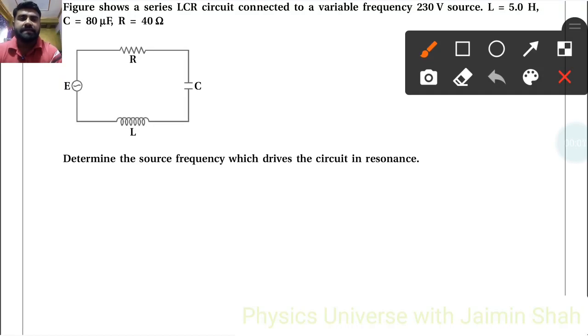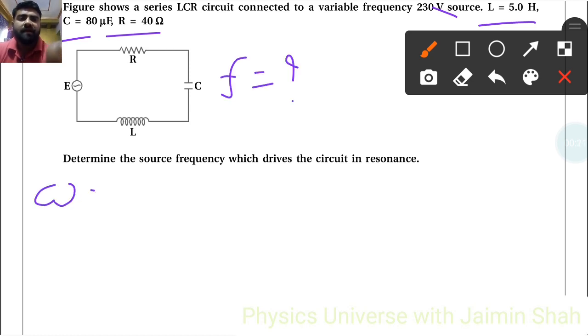The figure shows a series LCR circuit connected to a variable frequency source. The voltage, inductance L, capacitance C and resistance R are all given. Determine the source frequency which drives the circuit in resonance. So the source frequency means f, which we have to find.